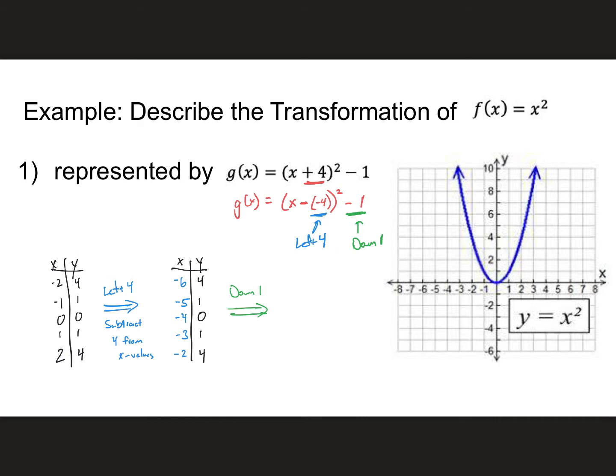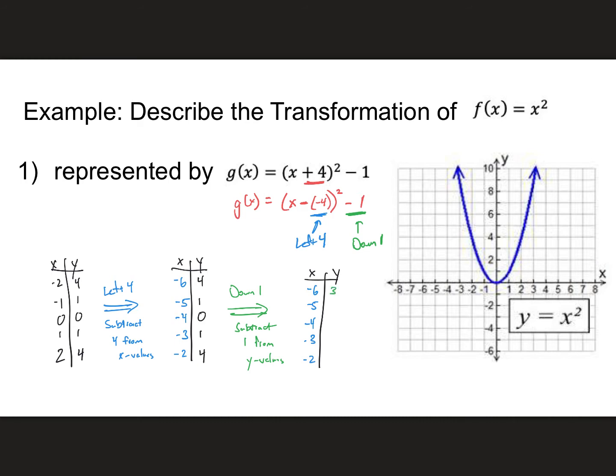So what does that mean? That means I'm going to subtract again, because I'm moving down. I'm going to subtract a 1 from my y values. What does that mean for this new table of values? Well, my x values are going to remain the same as they were in the previous step, because I'm moving my y values and only my y values. And I'm going to subtract 1 from each one of my y values.